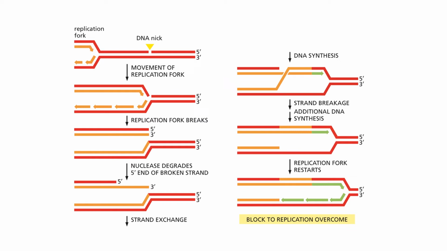The replication fork eventually breaks, and nuclease degrades the 5' end of the broken strand, and then strand exchange occurs, and then strand extension, and then you can follow the steps drawn here.